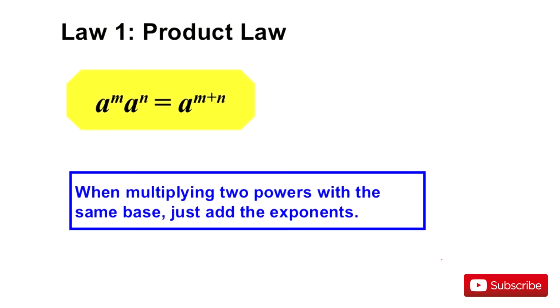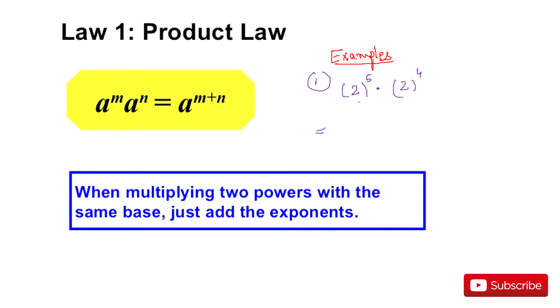Alright. Now let us start with the first law. When multiplying two powers with the same base, just add the exponents. Now in order to understand, we should understand through the examples, right? So the first example I will let you know is, for example, there are two numbers 2 to the power 5 multiplied by 2 to the power 4.